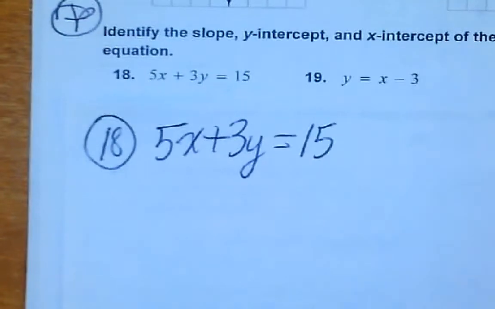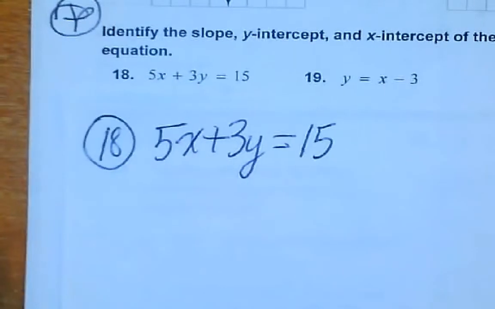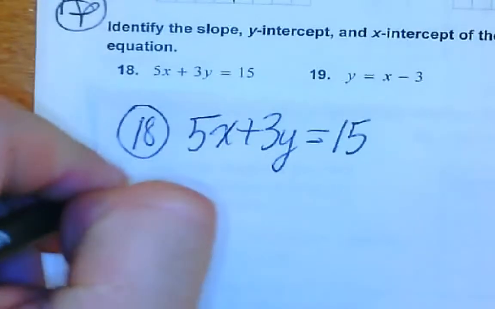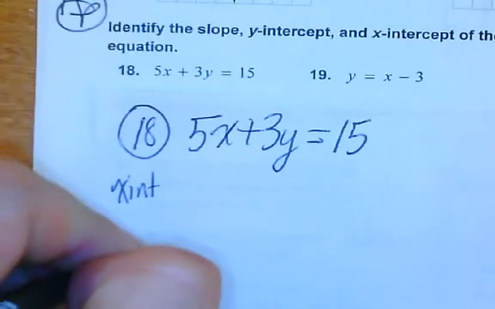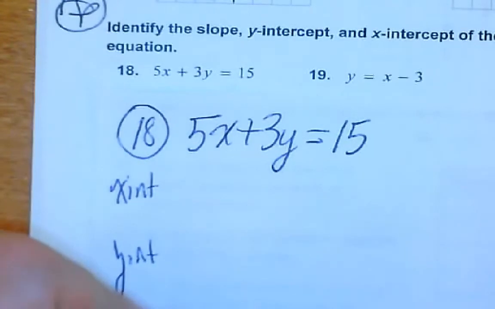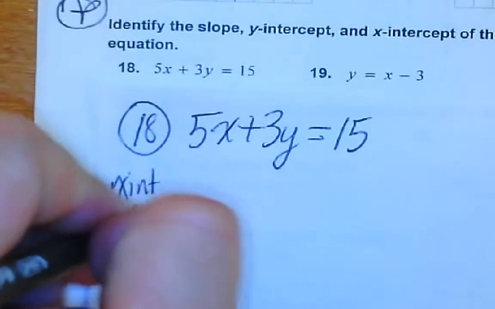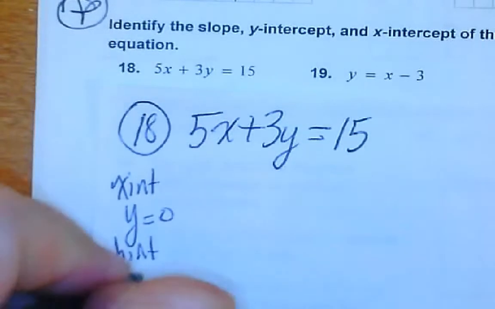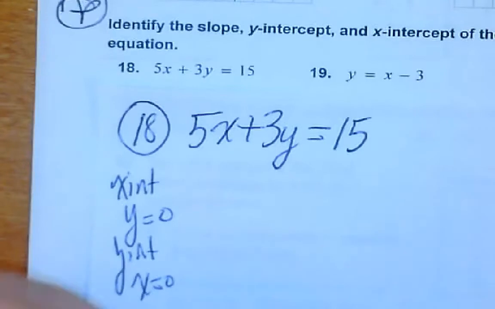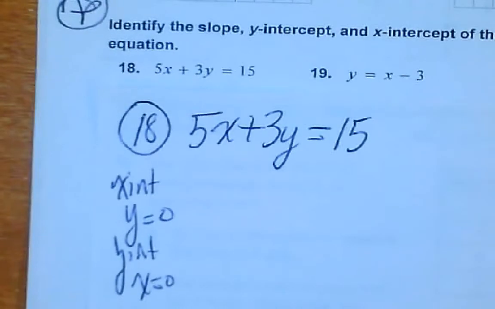So we're going to start with 5x plus 3y equals 15. So step one, we want the x-intercept, the y-intercept, and the slope. Of course, the x-intercept is where y equals 0. The y-intercept is where x equals 0. And the slope is where we take the change of y over the change of x.